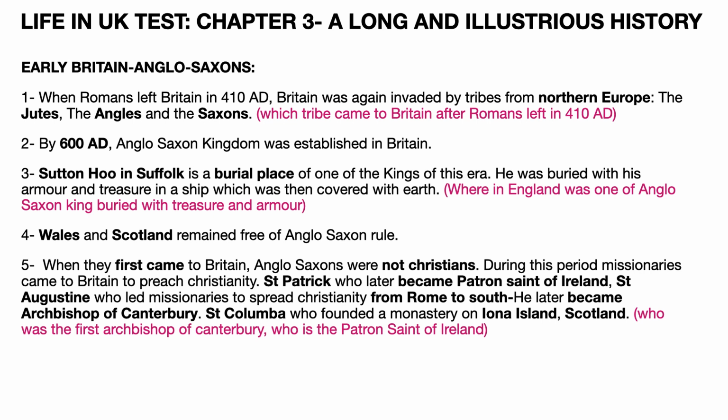By 600 AD, the Anglo-Saxon kingdoms were established in Britain, and one of the kings of this era is buried in a place known as Sutton Hoo in Suffolk. He was buried with his armor and treasure in a chest in a ship, which was then covered with earth. So the question asked is where in England was one of the Anglo-Saxon kings buried with treasure and armor? That is Sutton Hoo in Suffolk. Wales and Scotland remained free of Anglo-Saxon rule.